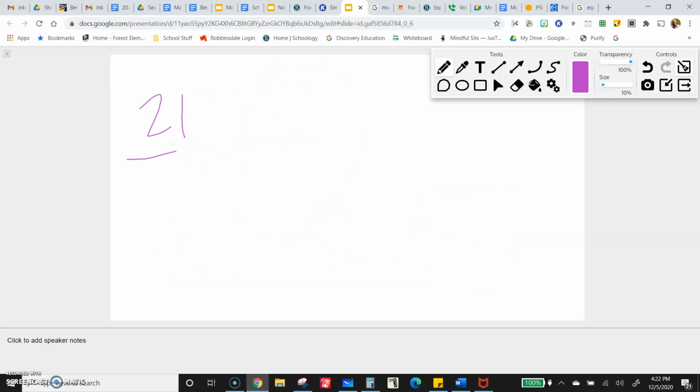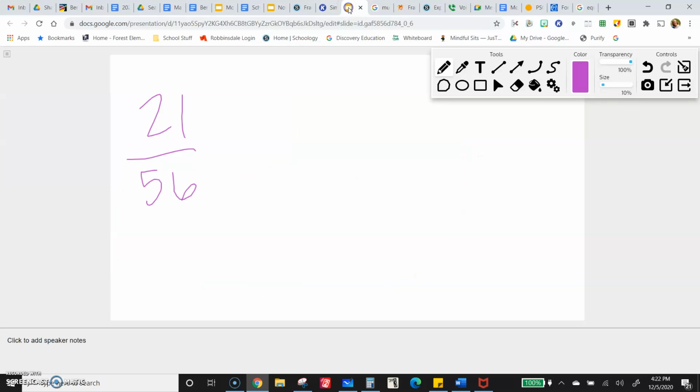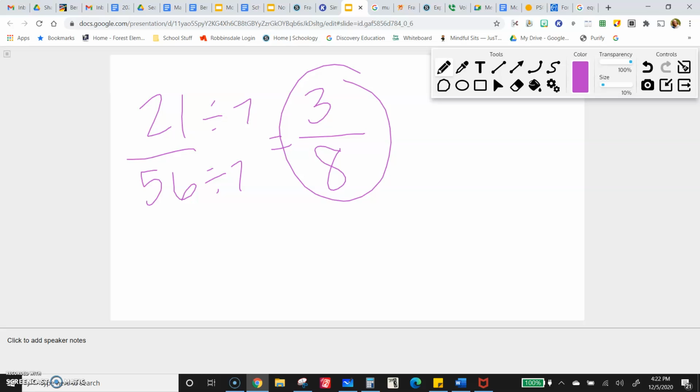Last one, the one I started with, 21/56. Where are they on my multiplication chart? Okay, 21 is right here. Oh, and 56 is also in the same row. So divide them both by 7. Divided by 7, divided by 7. 21 divided by 7 is 3. 56 divided by 7 is 8. So 3/8 is the simplified version of this.